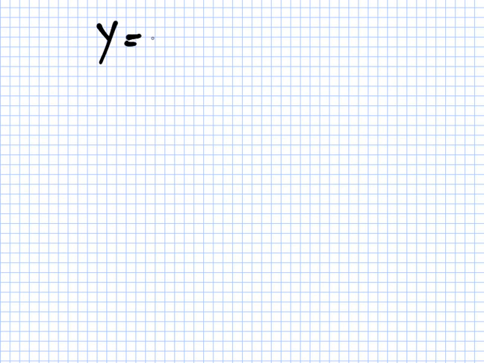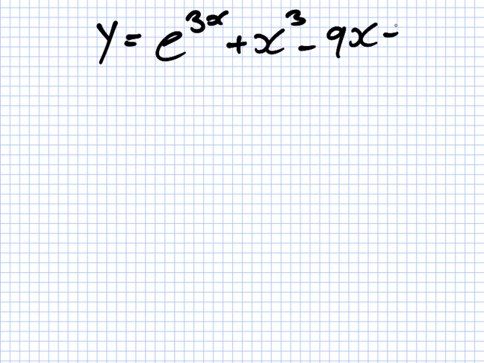y equals e^(3x) plus x cubed minus 9x plus 7. Show that the stationary point is given by that equation. So in other words, the question is like saying solve or find where the stationary point is. So what do you need to do first?